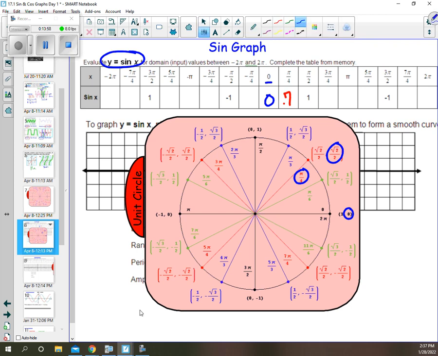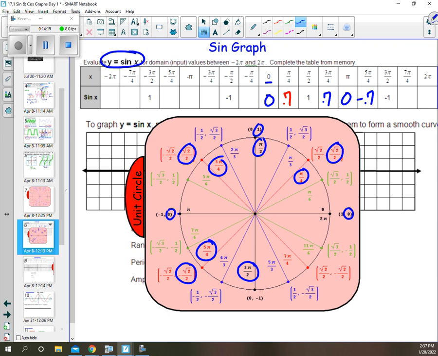All right, so the next one then is pi over 2, which they've already filled in for you, which is 1. That's the maximum value. 3 pi over 4. Again, we're looking for the sine values where there's another 0.7. Pi, 0, back to 0. So notice we're cycling kind of through those values. 5 pi over 4. Oh, look, we went down, so negative 0.7.